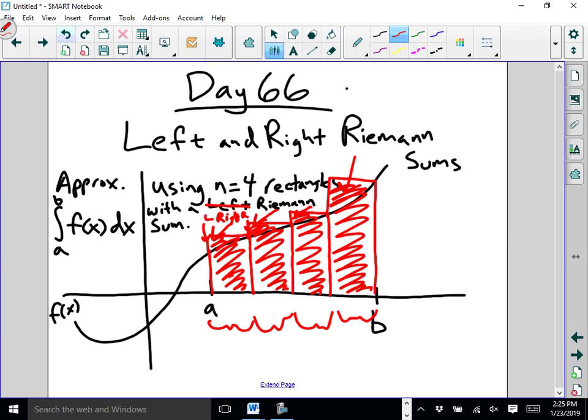So I'm counting too much. I'm covering all the area that's supposed to be there, but I'm counting too much. So this would be an over approximation. Okay? So a right Riemann sum in this case is going to end up being an over approximation. So maybe I count up the area of all four of those rectangles, and let's say I get 20. Well, I know that's too big of a number. Maybe the actual integral is equal to 17 or 15 or something like that, right? So in this case, my right Riemann sum is going to be an over approximation.